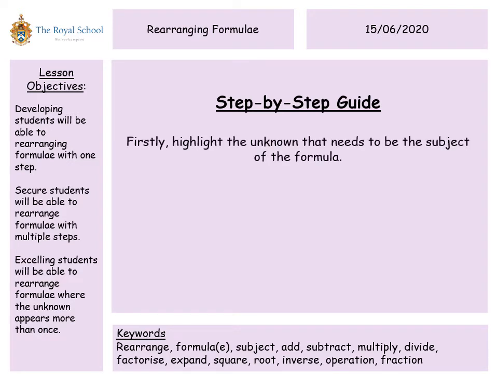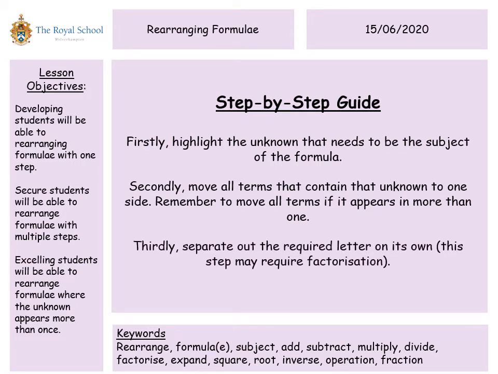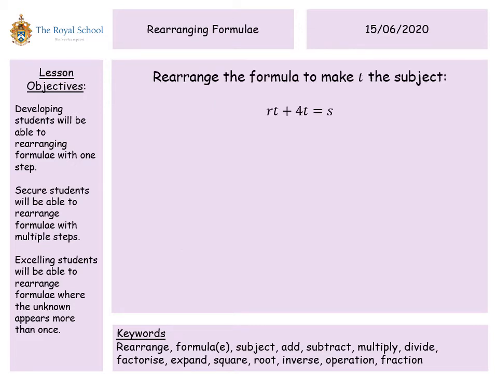So firstly, we're going to highlight the unknown that needs to be the subject of the formula. And be careful because this is going to appear now more than once in our formulas. We now need to move all of those terms that contain that unknown to one side of our formula. Remember, it's going to appear more than once, so there'll be several of these expressions to move over. Thirdly, separate out the required letter on its own, and this step might require some factorisation. And then we can get our formula to that subject.